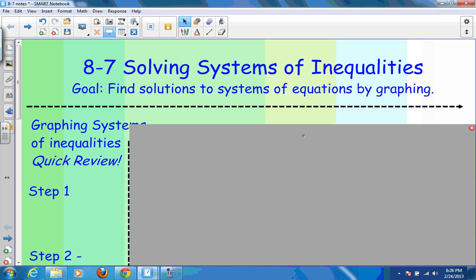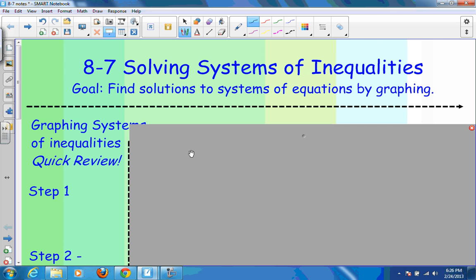All right, guys, here is a quick review and lesson on solving systems of inequalities, okay? You already know how to graph inequalities. Now we are going to find out what we get when we graph systems of inequalities. All right, so here's our quick review.